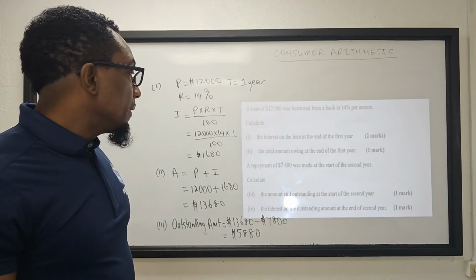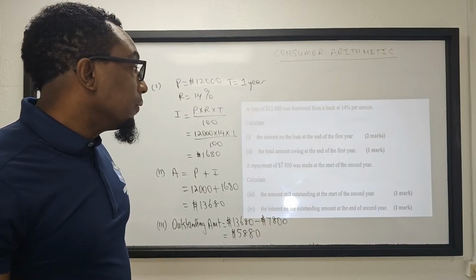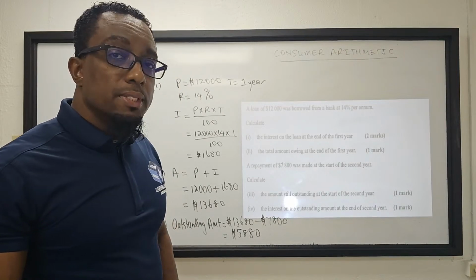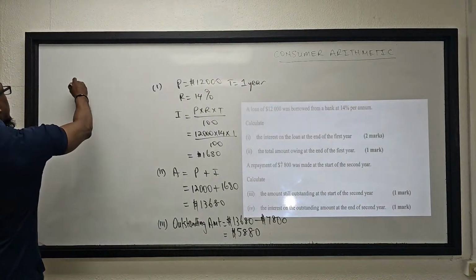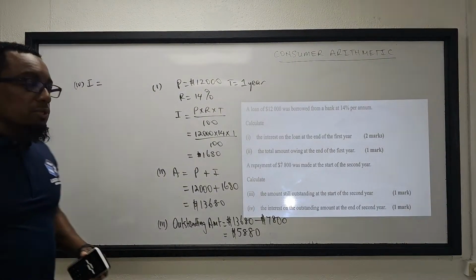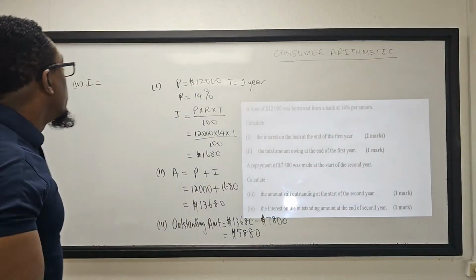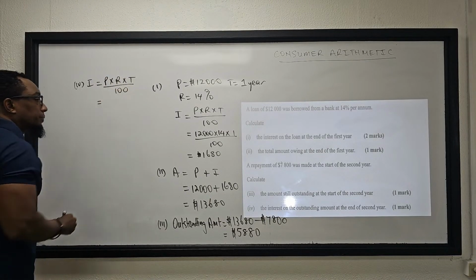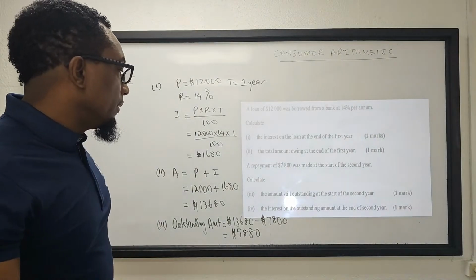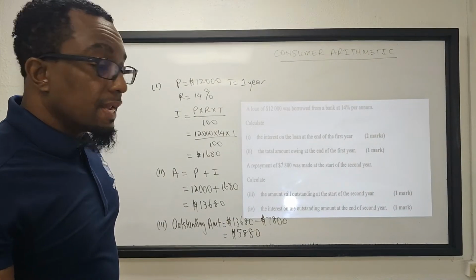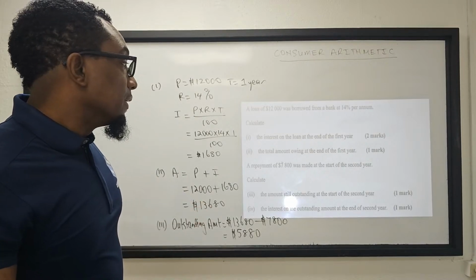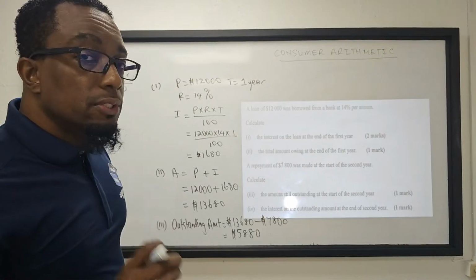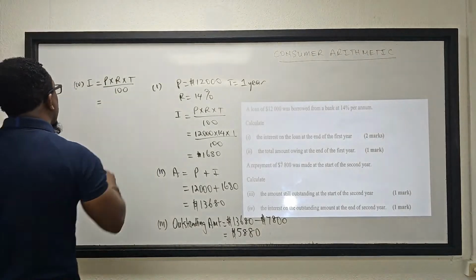And they want us now to calculate the interest on the outstanding amount at the end of the second year. So for part 4, the interest on the outstanding amount, we know is principal by rate by time all over 100. The principal in this case will be the 5,880 because we want the interest on the outstanding amount.